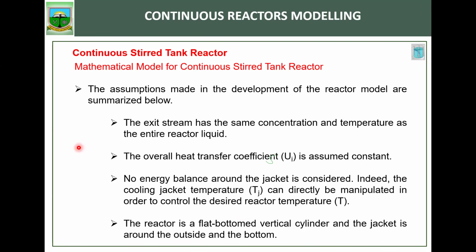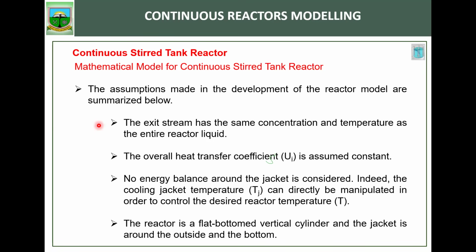Next assumption is that the exit stream has the same concentration and temperature as the entire reactor liquid. And then the overall heat transfer coefficient is assumed constant, which is the Newton, or the heat transfer coefficient, if you remember. We are also assuming that there is no energy balance around the jacket. Consider that anything around the jacket, because there's no movement around, we are assuming it is constant. So I'm not going to do a balance.